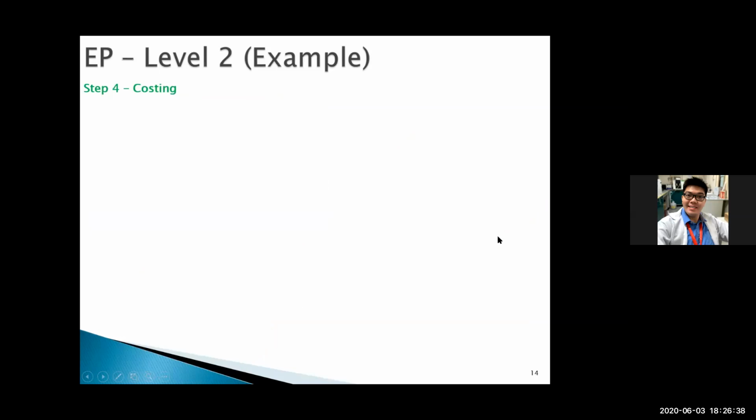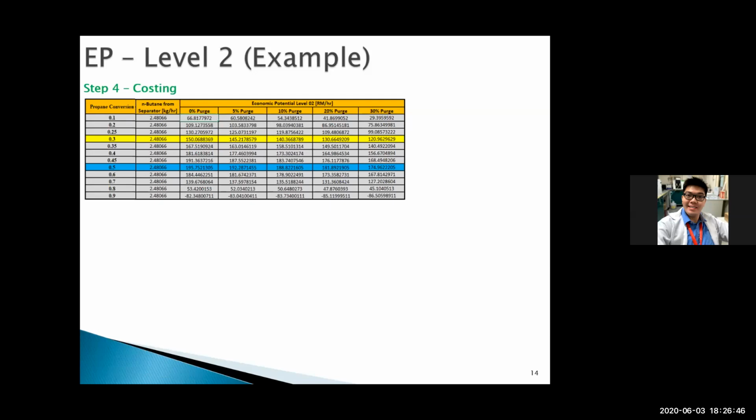Now for the next part, after you have found your inlet and your outlet of the reactor, we can do the costing as I mentioned earlier. So you repeat the process for every possible conversion. Here I tried from 0.1, as in 10%, until 90% conversion. As you can see, all of them give different values.